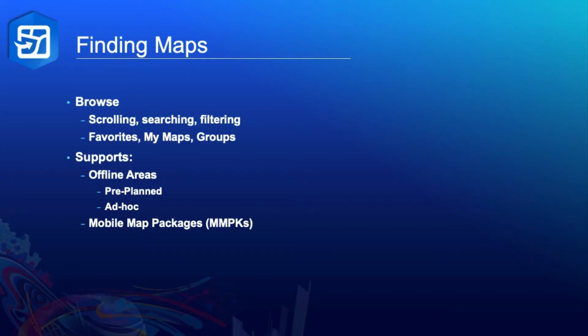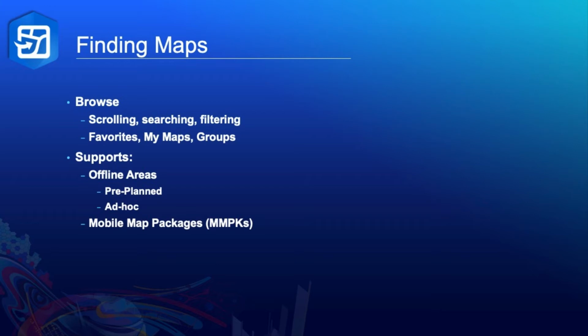So just to quickly summarize what we've covered so far, when you sign into Field Maps, you will see all the maps that you have available to you that are in your favorites, that you own, or that show up in groups that you belong to. You can scroll through browse to find them. You can search for them, or you can filter by the capability.